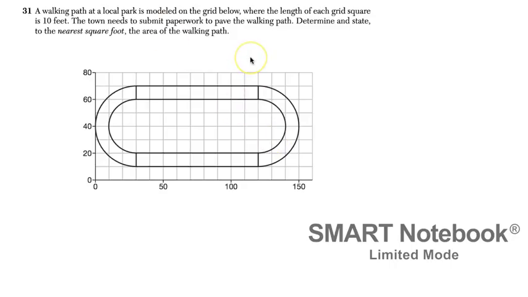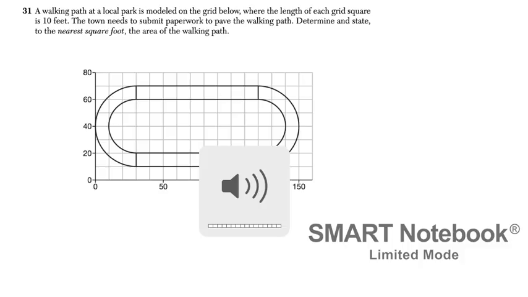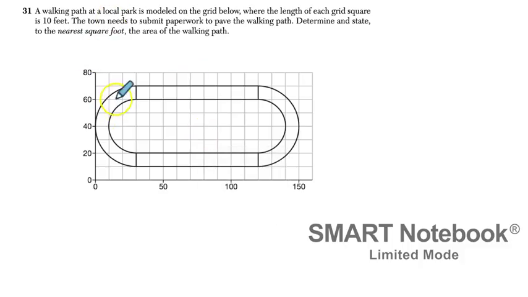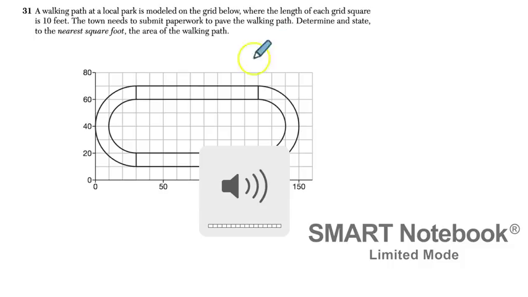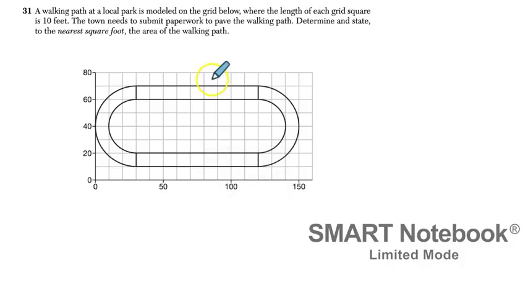All right, we'll pick up with question 31 from the January 2019 Regents. This question is asking us to find the area of the walking path. The walking path is basically the section enclosed inside of this. So we need to find the total area of this part. We can break this into several parts, find the individual areas, and then add them all together to find the total area to the nearest square foot.